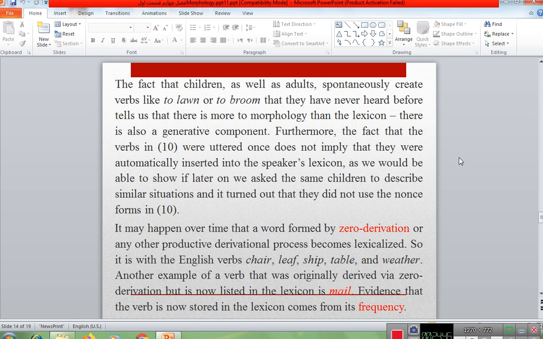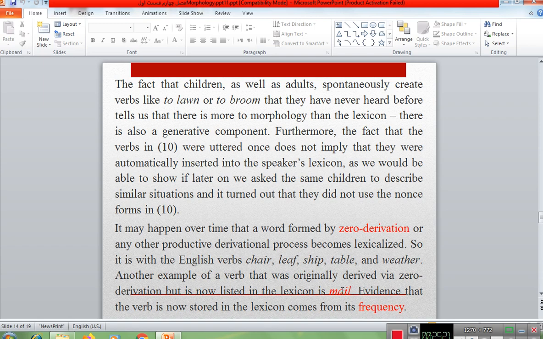So it is with the English verbs, for example, chair, leaf, ship, table, and weather. Another example of a verb that was originally derived via zero derivation but is now listed in the lexicon is mail. In this case, we know that the noun came first because it was borrowed from the French mail, which means bag or trunk, referring to the receptacle in which letters were carried.